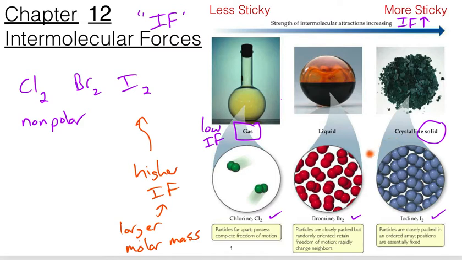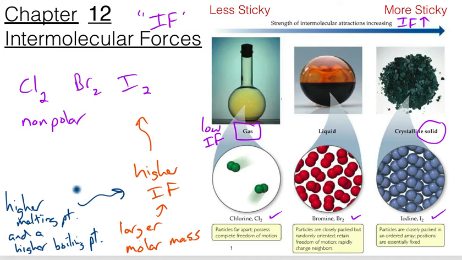Another way to talk about the trends in these phase changes is by referencing boiling point and melting point. I keep going to iodine here. Since it has higher intermolecular forces, it's more likely to be a solid. What does that mean? It means that it has a higher melting point, and not just a higher melting point, but also a higher boiling point. That's another association we always have with molecules with higher intermolecular forces.